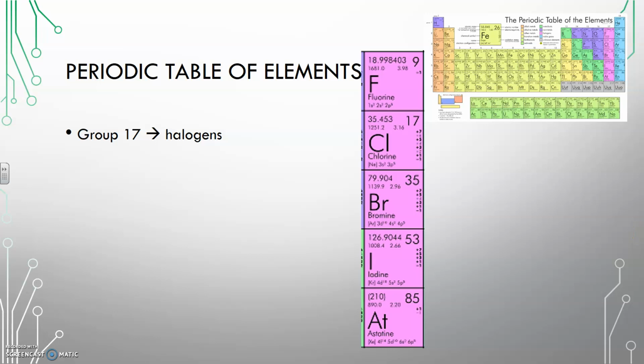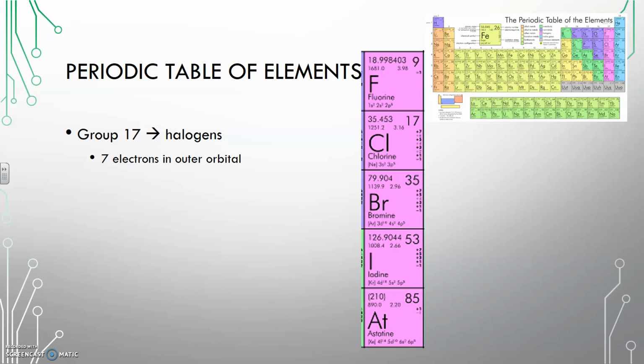So next up on the periodic table, we have the group that's known as the halogens. They're also known as group 17, so they're way on the far right side of the periodic table. This includes fluorine, chlorine, bromine, iodine, and astatine. Okay, so with these, they have 7 electrons in their outer orbital.